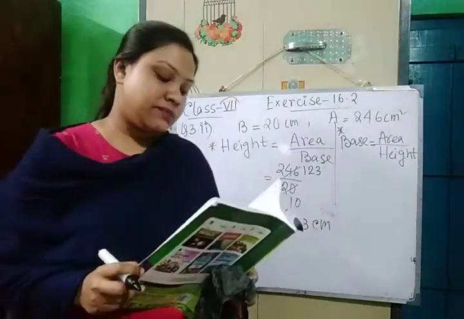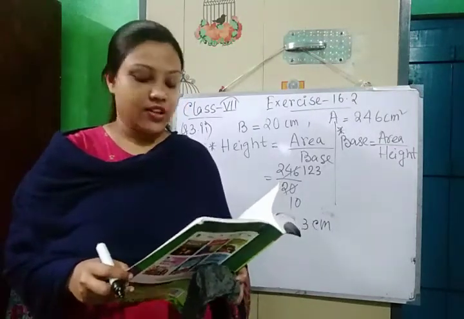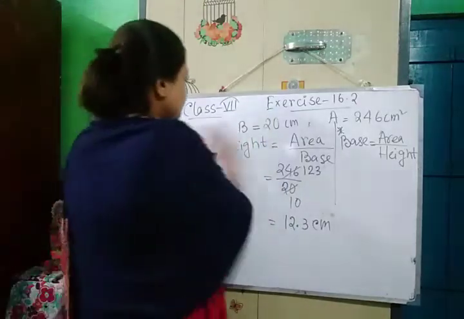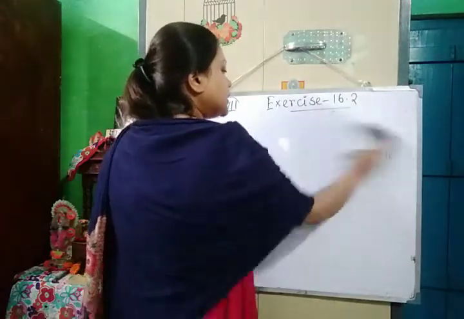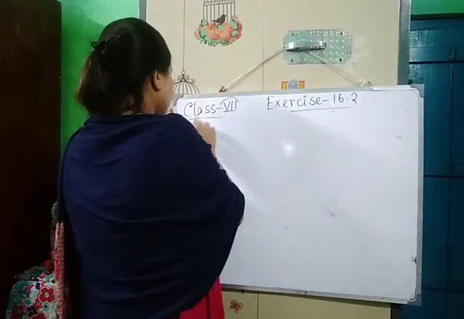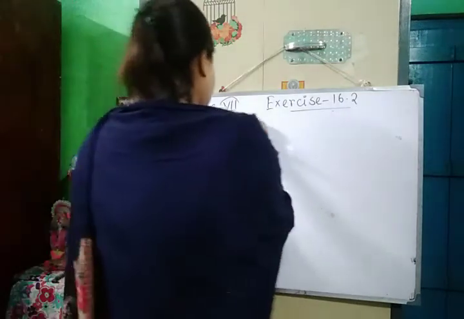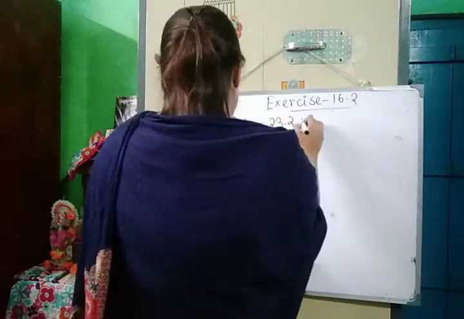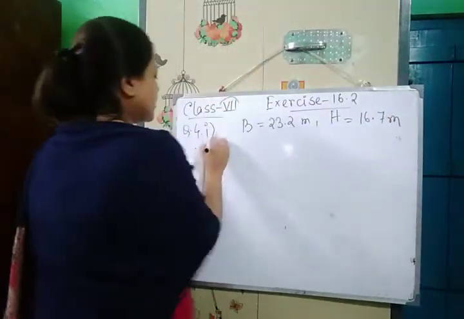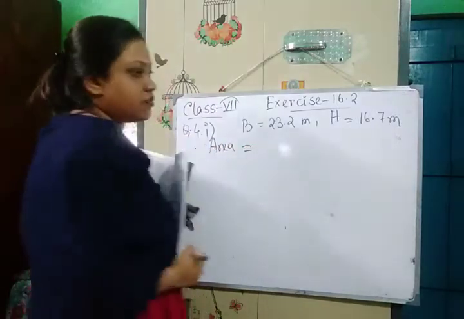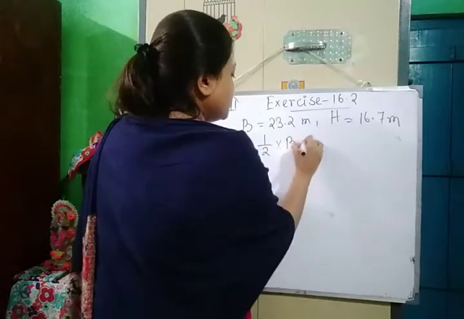Now I am next going to question number 4, where the relation between the area of triangle, base and height are given. So question number 4 Roman 1: base is given, base is 23.2 meter. Height given 16.7 meter. Now we are going to find out the area of the triangle. What is the formula to find out the area of the triangle? Half into base into height.